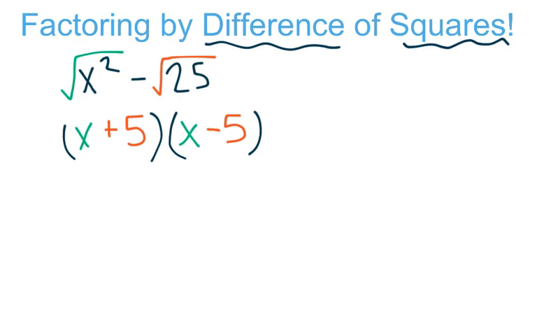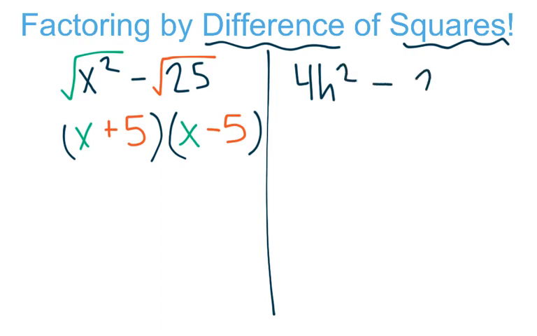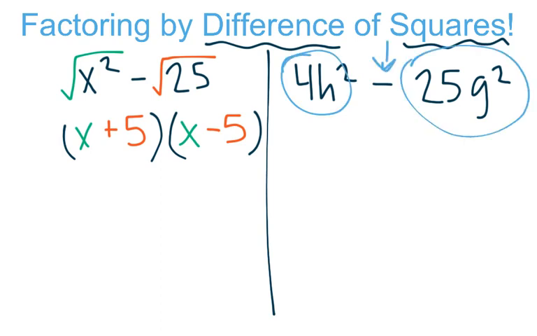Now, you can do this in the app perfectly fine. However, there's going to be some times where it's more variables that you can't actually plug into the app. So here's an example of that. I have 4h squared minus 25g squared. Okay? So the important thing to notice here is that there's 2 different variables, but we can still follow the same rule. Okay? Notice I've got a perfect square subtracting another perfect square. That's important because if these weren't perfect squares, or if we weren't subtracting, then this whole difference of squares method wouldn't work. Okay, so we have to make sure that that's true so that we can use it.